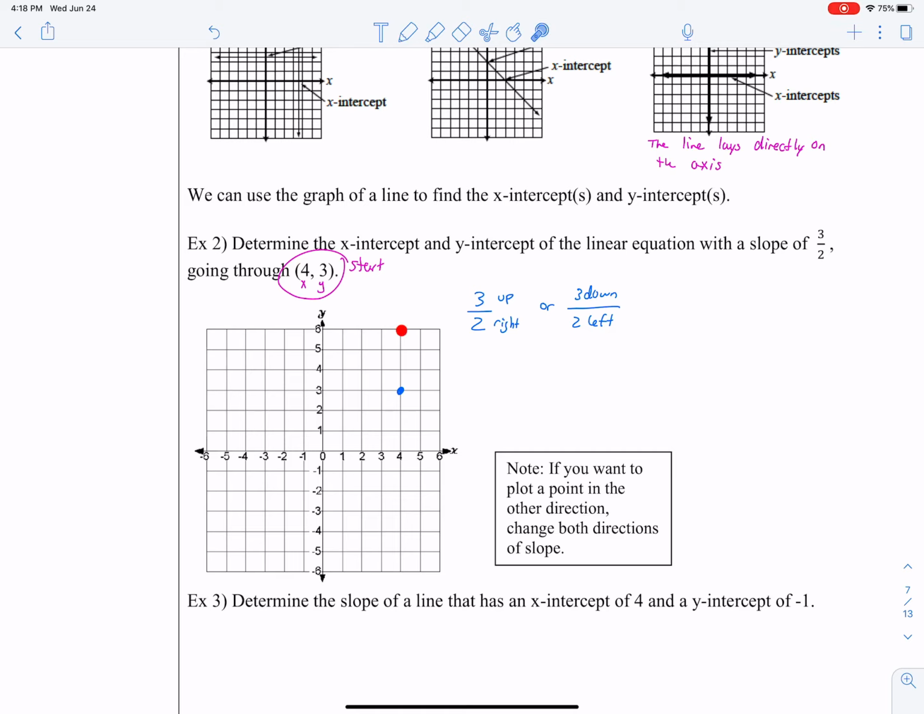I don't want to go further up than that. I want to go the other way now. So I'll go 3 down: 1, 2, 3, and 2 left: 1, 2.